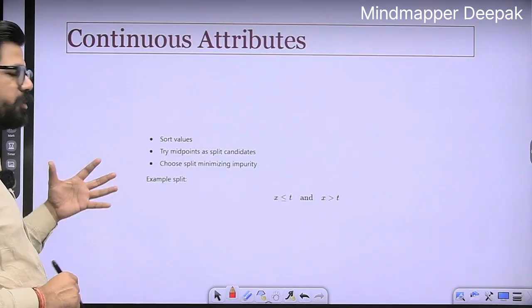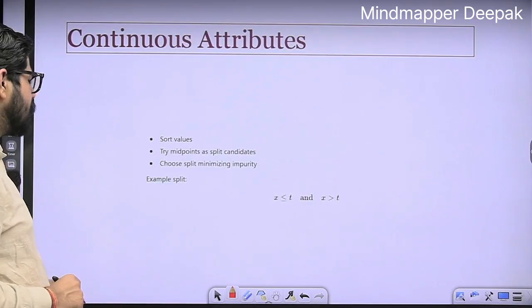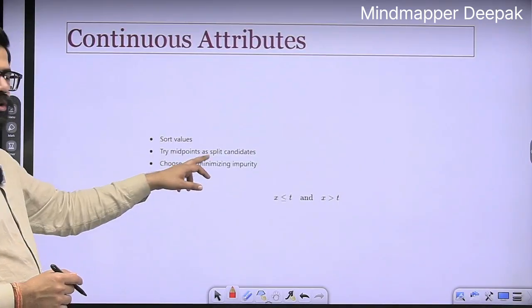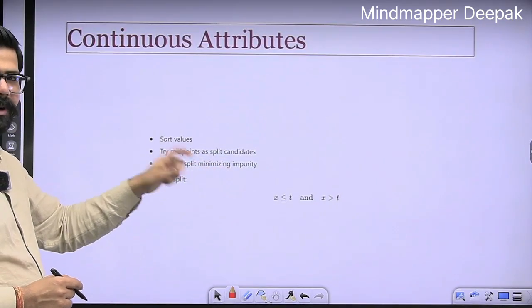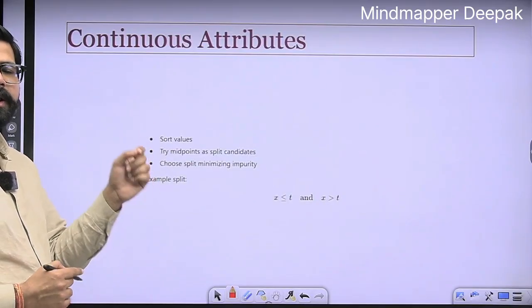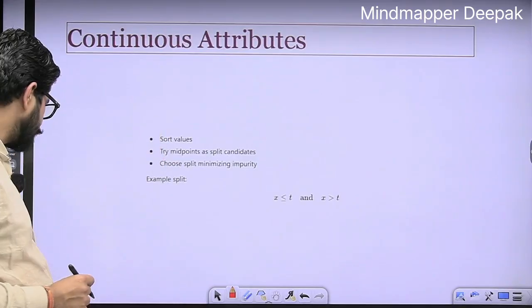Then the continuous attribute: what is the meaning of a continuous attribute, and what things you have to keep in mind while splitting continuous attributes. Take midpoints of the split candidates. Keep in mind, whenever continuous attributes are given, you can proceed with midpoints: find the midpoints, then split the data.